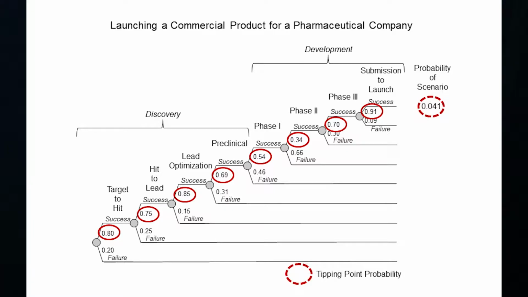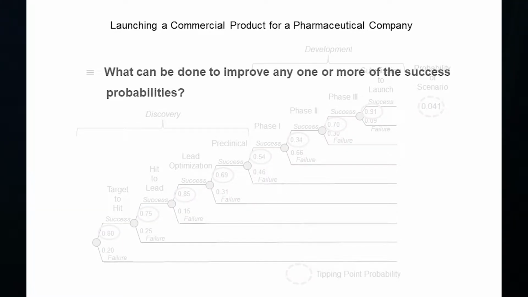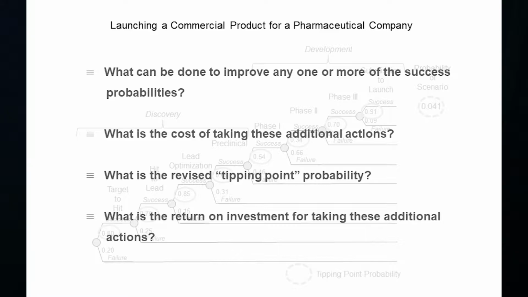Important questions senior executives should ask include, what can be done to improve any one or more of the success probabilities? What is the cost of taking these additional actions? What is the revised tipping point probability? And what is the return on investment for taking these additional actions?